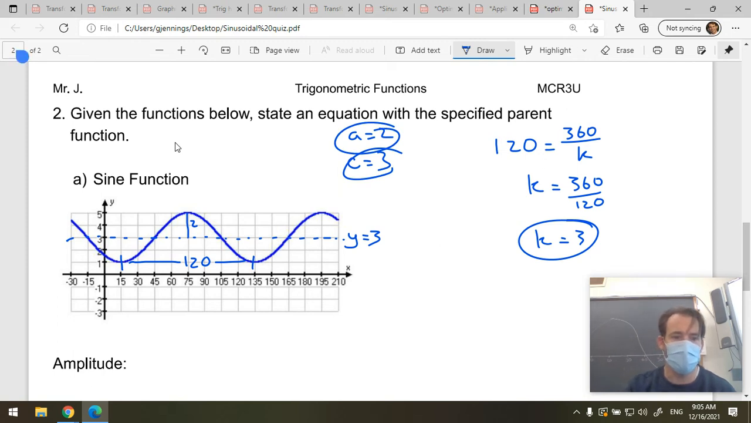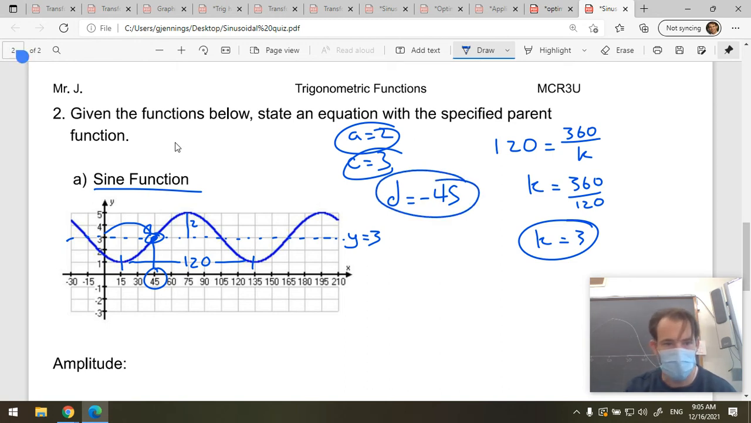And now let's find D. Normally, sine would start there because sine starts in the middle, and I've been asked to provide a sine function. So I want to take that point and move it. It's at 45. I want to move that positively by 45. So my D value is going to be equal to negative 45 because that's a sine flipper.